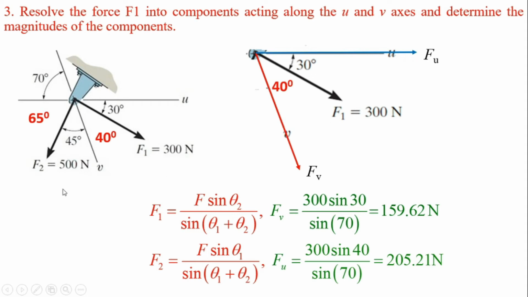So here, friends, I will ask you to try resolution of the 500 Newton force along U and V. You can resolve F2 along U and V. It is very easy. First component along U, second along V, this is theta 1, this is theta 2, and using these two equations you can resolve F2 along U and V.